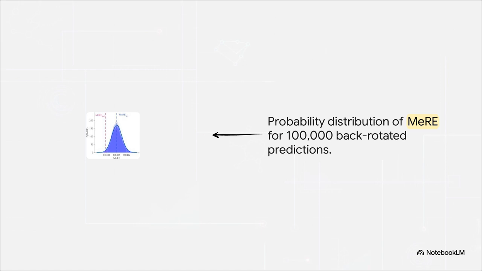But the blue dashed line in the center represents the average error across all 100,000 rotations. This completely proves that taking the average aggregated prediction gives you a vastly safer, more stable result across all possible configurations, rather than blindly trusting a single initial prediction.